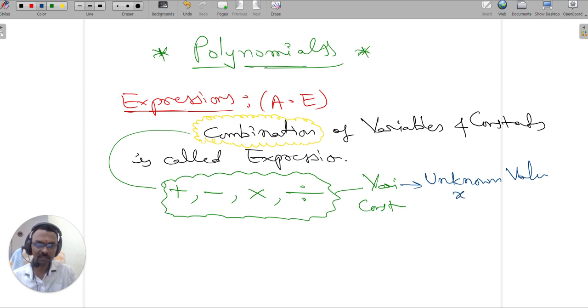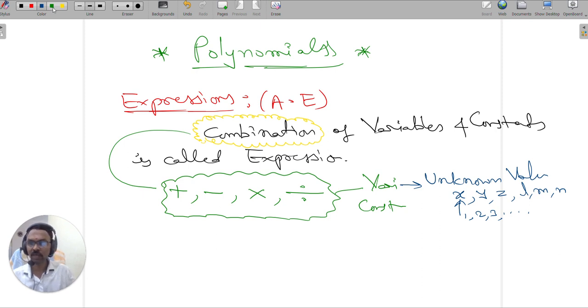Maybe it is x, maybe it is y, maybe it is z, maybe l, m, n, depending on the problem. We will take x, y, z, whatever, small letters. All these are small alphabets. Why? Because this x may be 1, maybe 2, maybe 3, it varies. That's why it is called a variable.